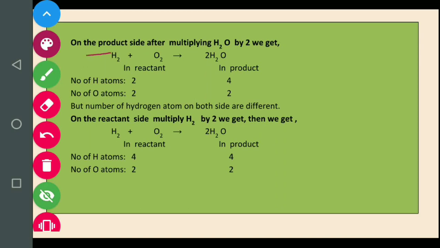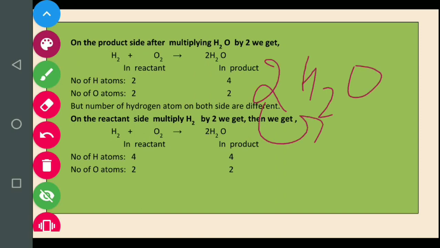Here you can see on the product side, after multiplying water by 2, the reaction becomes H2 plus O2 gives you 2H2O. Remember here, this 2 belongs to hydrogen also, this 2 belongs to oxygen also.